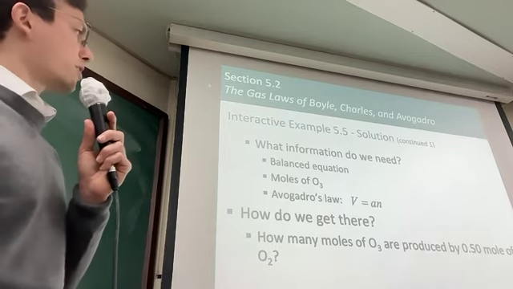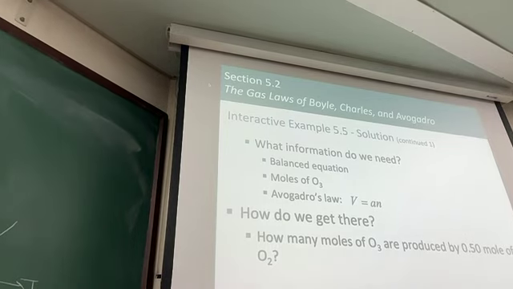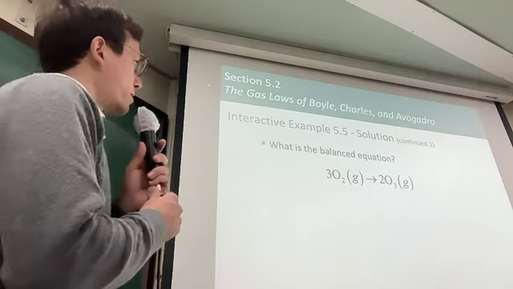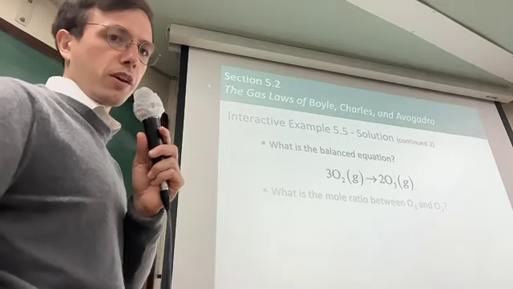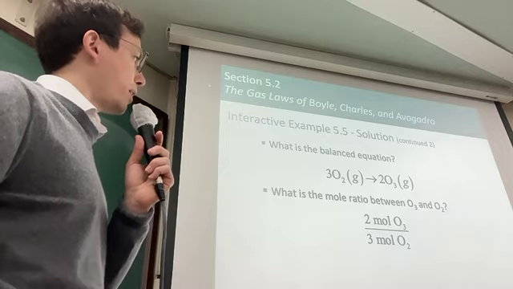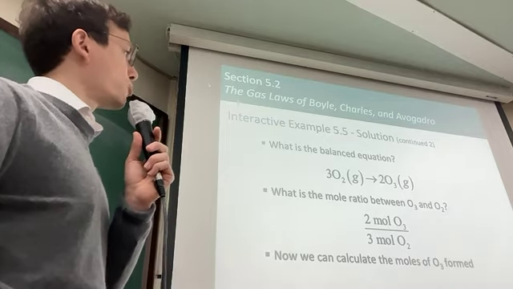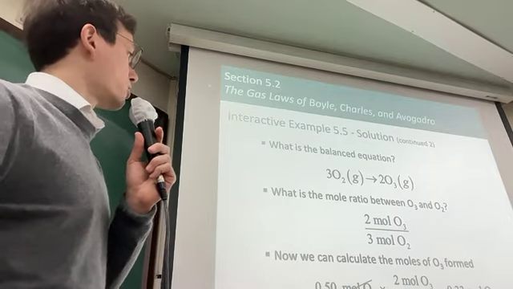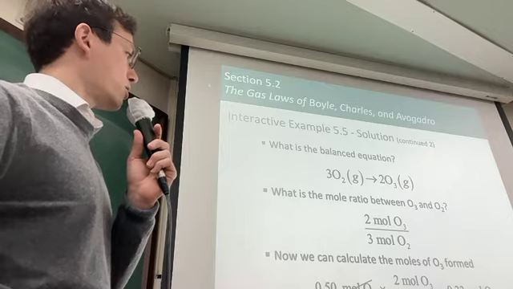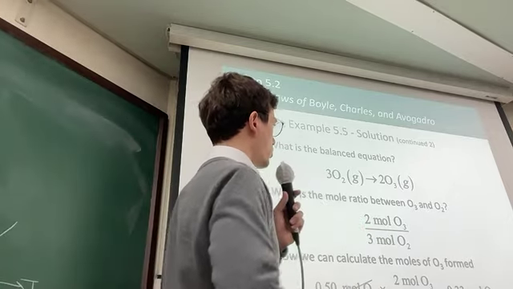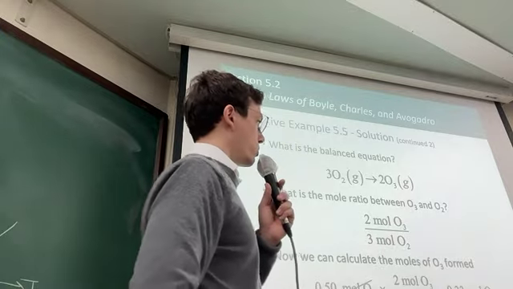First, we realize how many moles of O3 we produce from the 0.5 mole of O2. For this, we write down the balanced equation: 3 O2 reacting to 2 O3. That means the mole ratio will be 2/3, right? So we will produce 2 ozone molecules per 3 oxygen molecules. Since we have 0.5 mole of oxygen, we will produce 0.5 times 2/3 of O3, which is 0.33 mole.